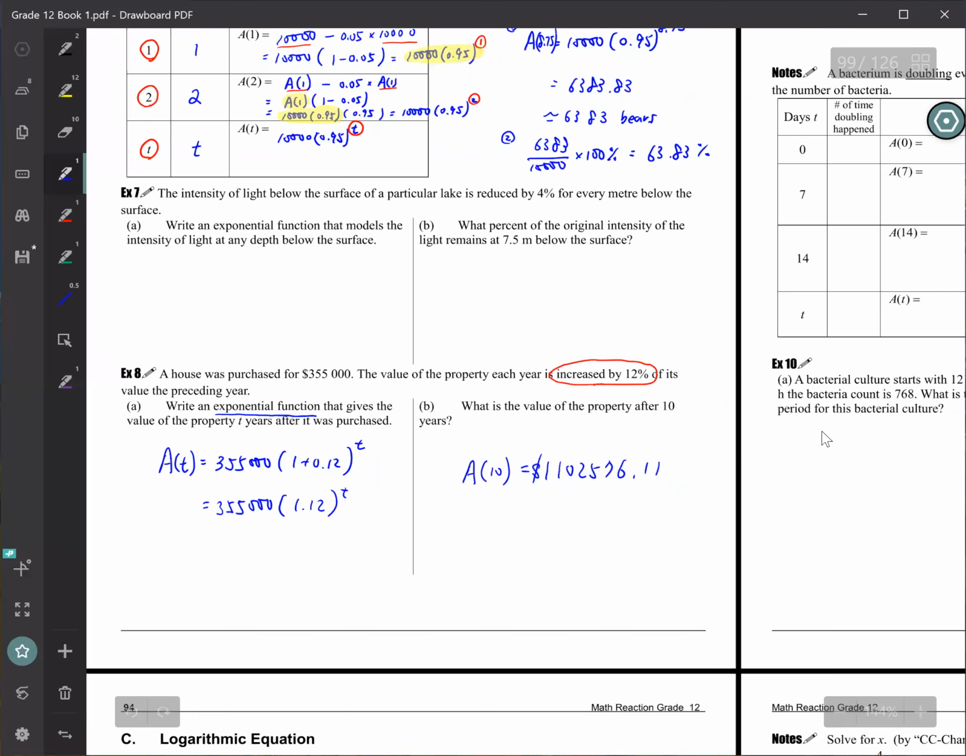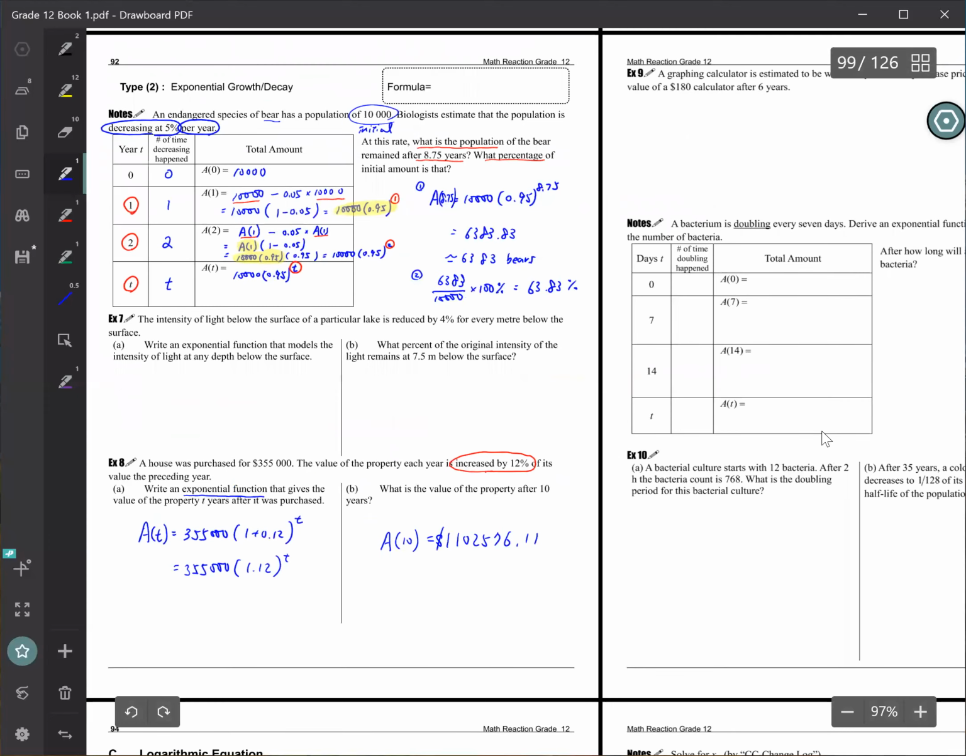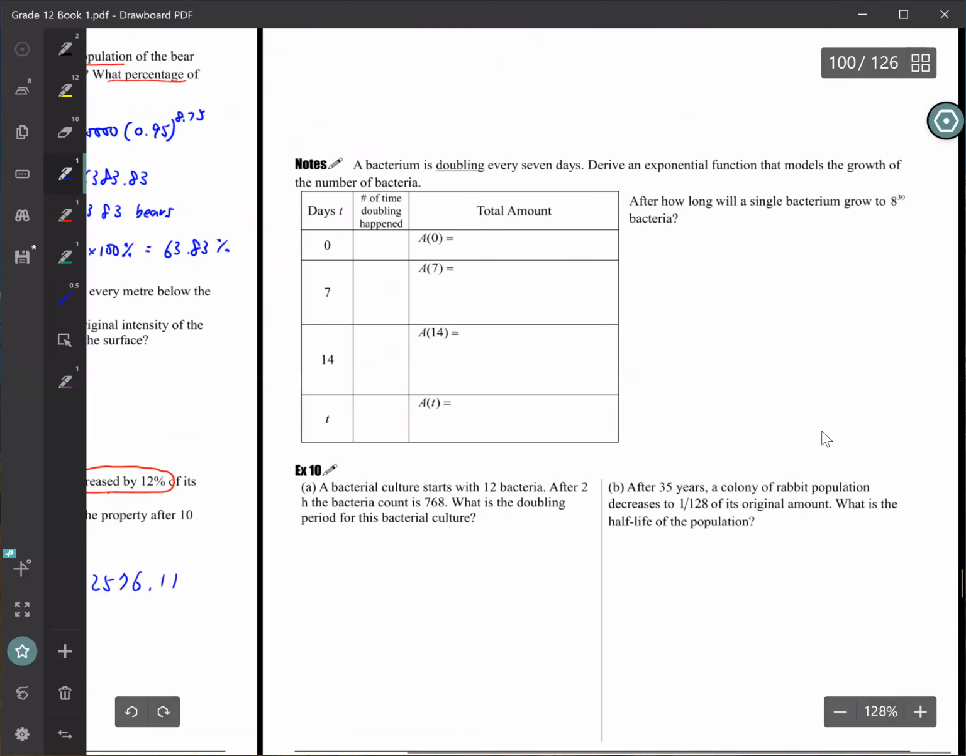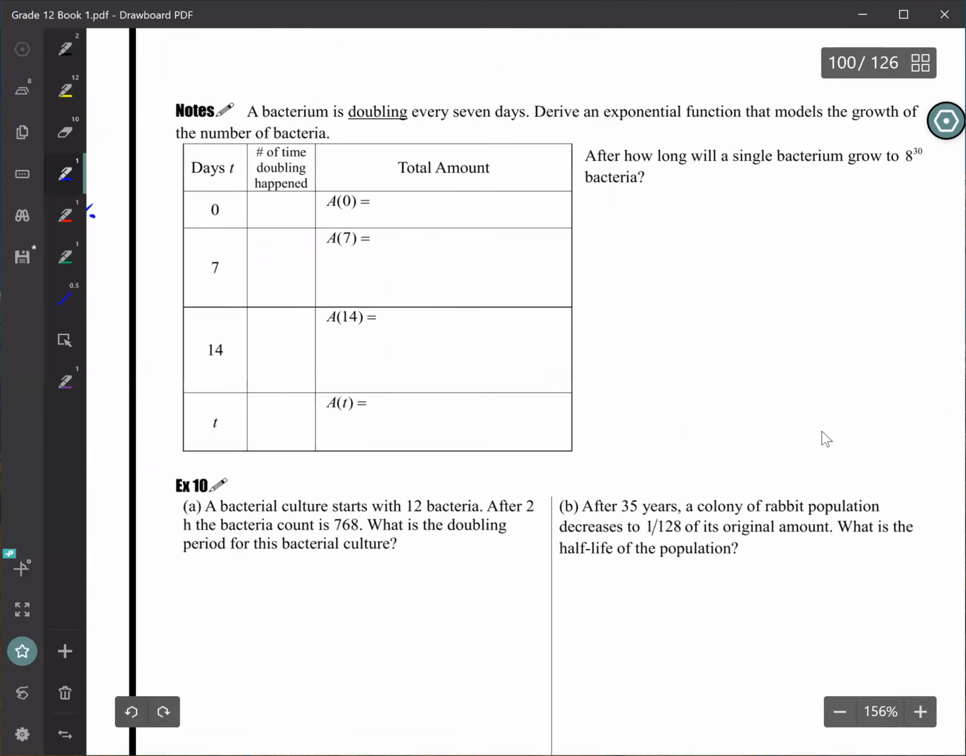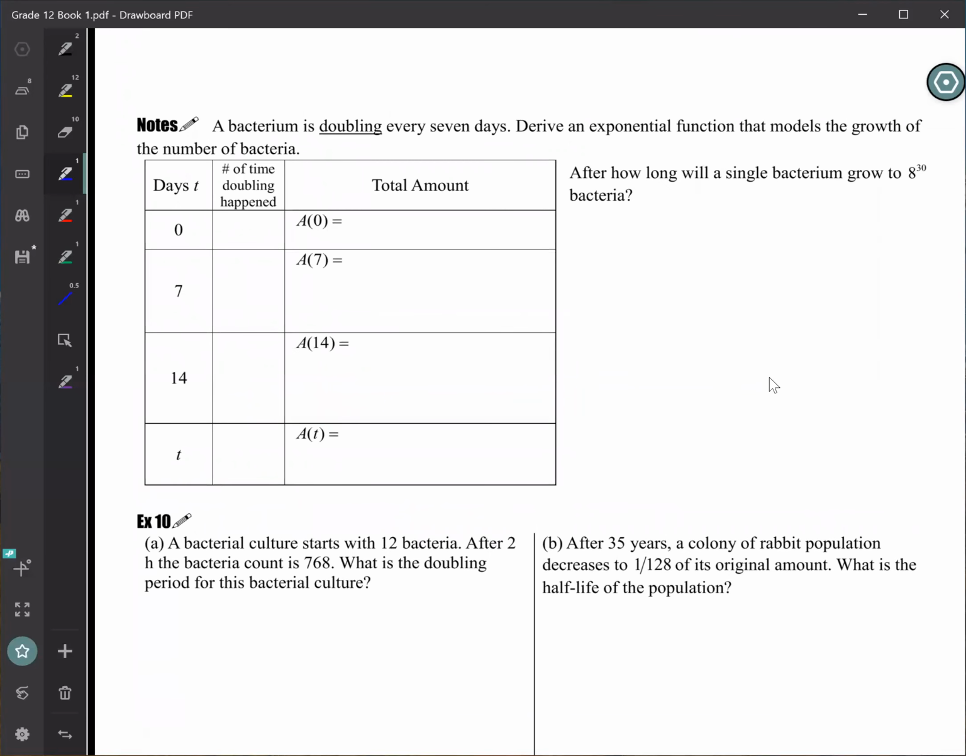Okay, so let's look at the next table, okay? So you can apply the formula with increasing or decreasing. Now, for this table here, there is a little bit of difference compared to the other one, okay? So this bacterium is also increasing, but it's increasing instead of by percentage, right? It tells you that it's doubling. So what will be the percentage if you are doubling? Donna?